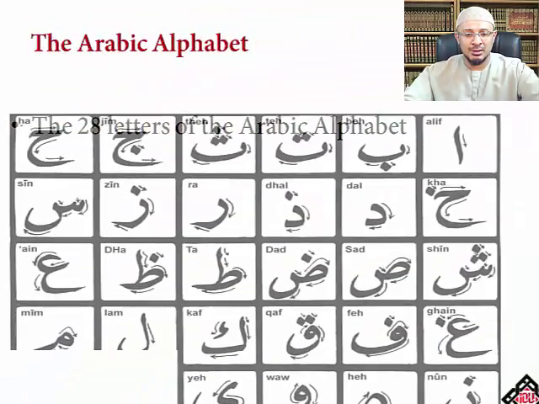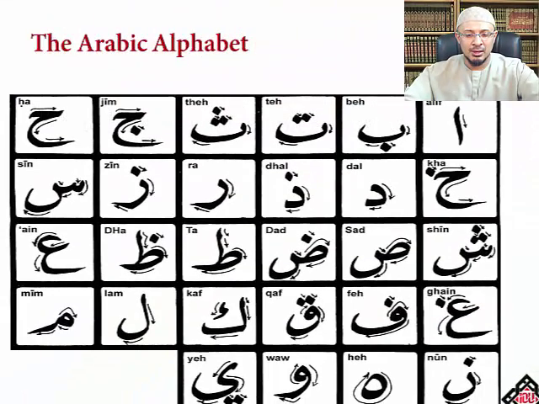Okay, we know that there's 28 letters of the Arabic alphabet. We're going to look at two letters in more detail and look at the makhraj and their pronunciations. We have the letter dal, and the letter ra. Each of these letters are unique, and we're going to look at some of their unique qualities.